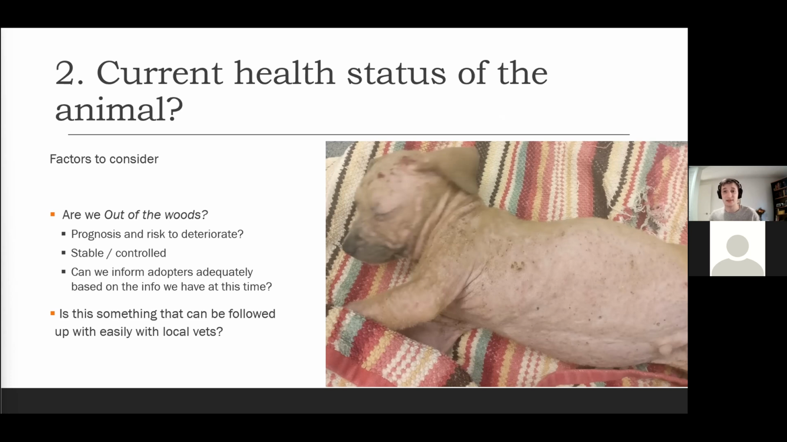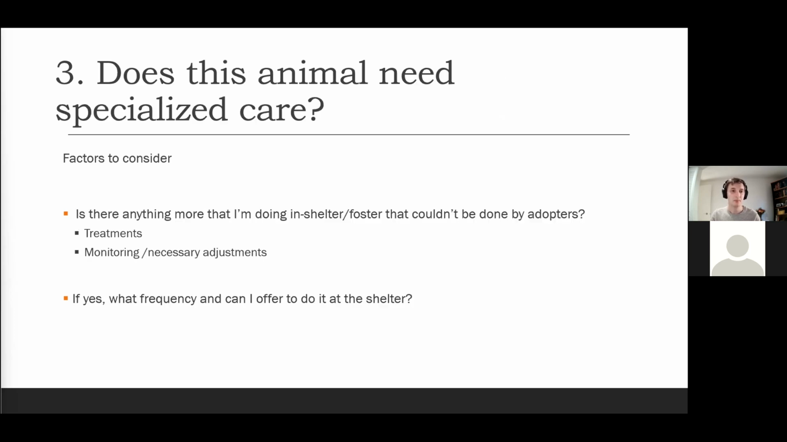One of the things, distemper is a perfect example, where local veterinarians are often not very aware of how to follow up on a distemper case, and it might be a lot easier to do it through the shelter, and a foster-to-adopt program might be more interesting there, or just doing the follow-up care with them or the follow-up PCRs as needed. And then the final question is, does this animal need specialized care, right?